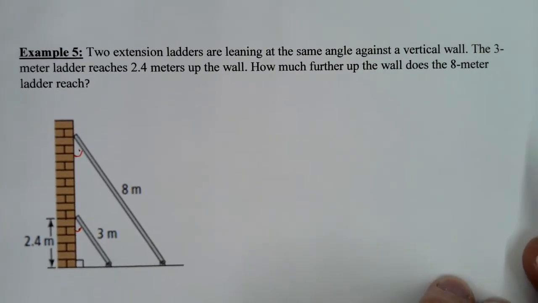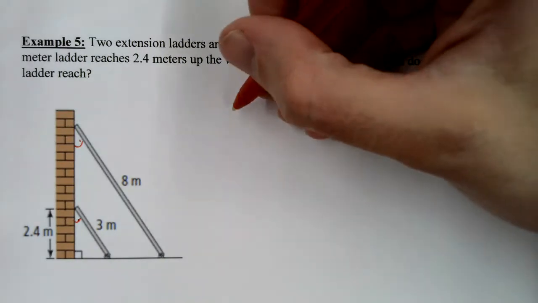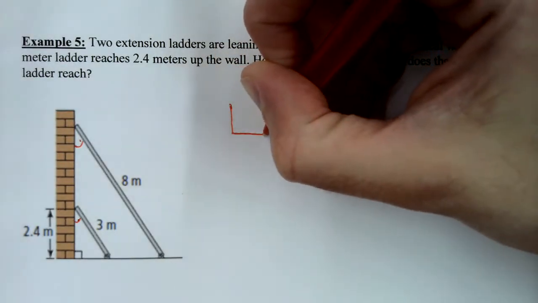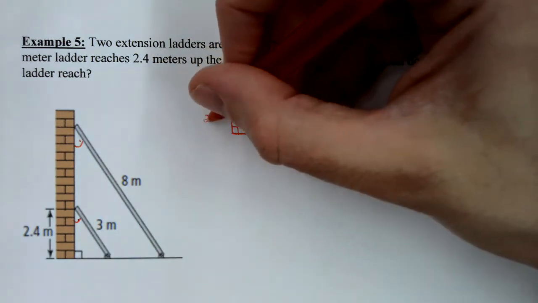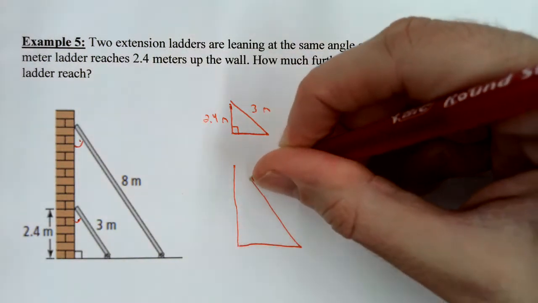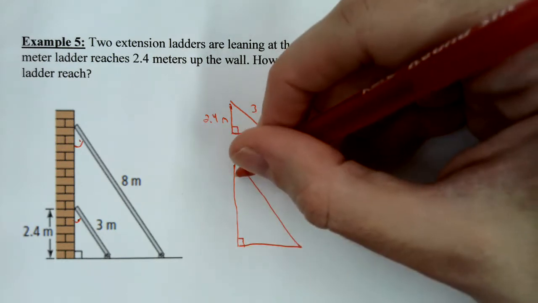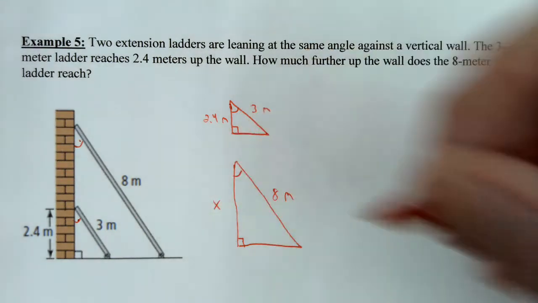The 3-meter ladder reaches 2.4 meters up the wall. How much further up the wall does the 8-meter ladder reach? Okay. This one might be a little tricky. And again, you might want to draw two separate triangles for this one. I don't think you have to, but I'm just going to do it just in case you want to. So this is 3 meters. This 2.4 meters. And the bigger triangle. This will be 8 meters. And I'll call this one X.